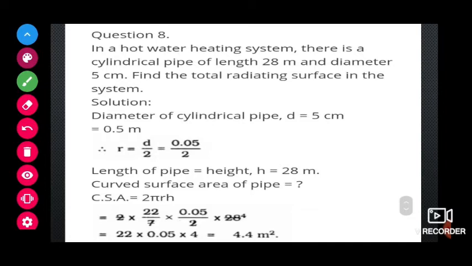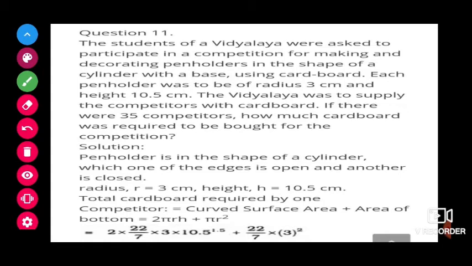Now the length of the pipe, that is nothing but height, is 28 meter. Now the curved surface area, that is what they are asking. Total radiating surface is nothing but curved surface area, that is 2 pi r h. 2 into pi 22 by 7 into r 0.05 by 2 into height 28. With the 7, if we cancel, 7 ones are 7 fours are. And here 1 2, here 1 2. So the remaining 22 into 0.05 into 4. If we multiply, we will get 4.4 meters square. That's it. Next, question number 11.